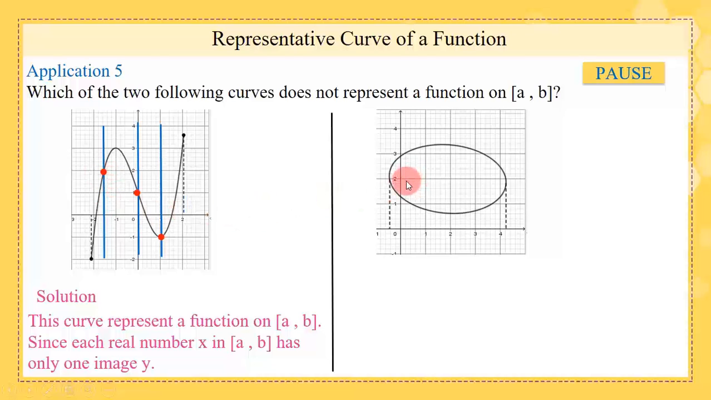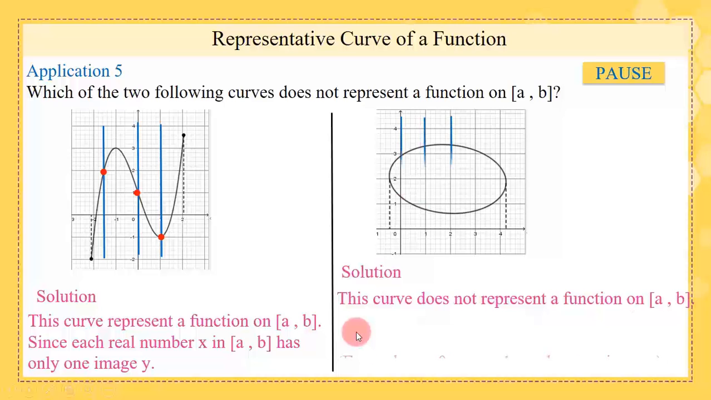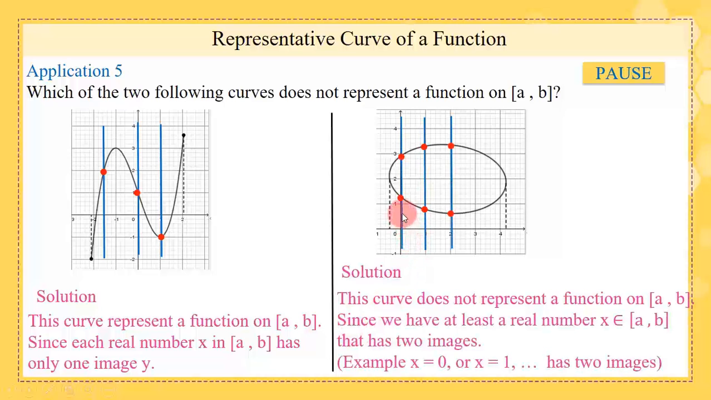On the other hand, if we look at the second curve, this curve does not represent a function on AB since we have at least one real number x belongs to AB that has more than one image. Please look at the figure. If we draw a vertical line, it cuts the curve at more than one point. This means that for this value of x, we have more than one value of y.